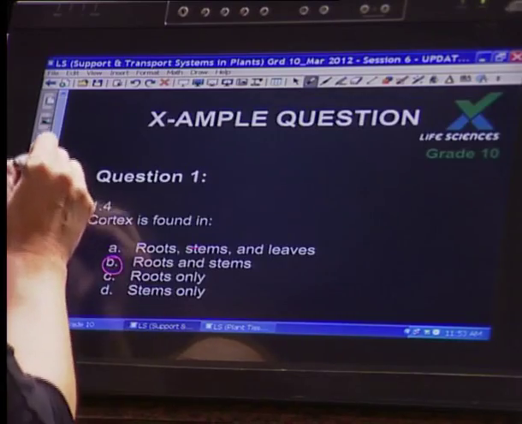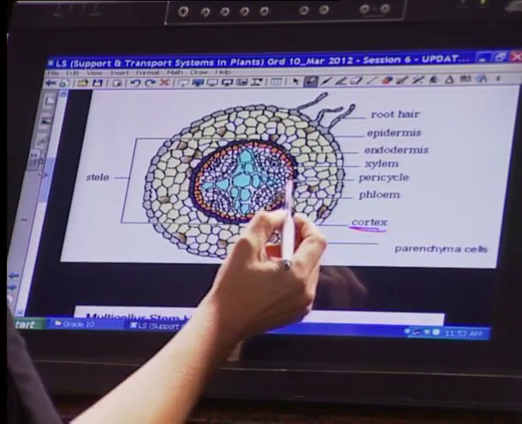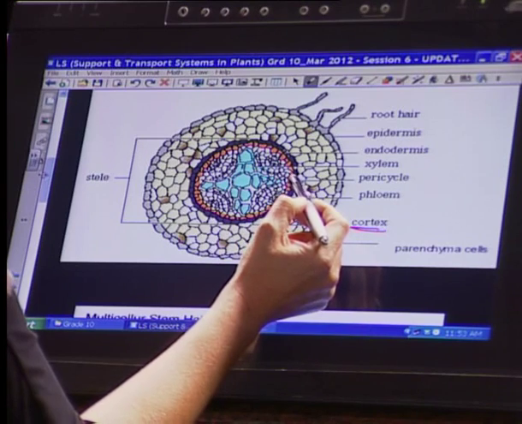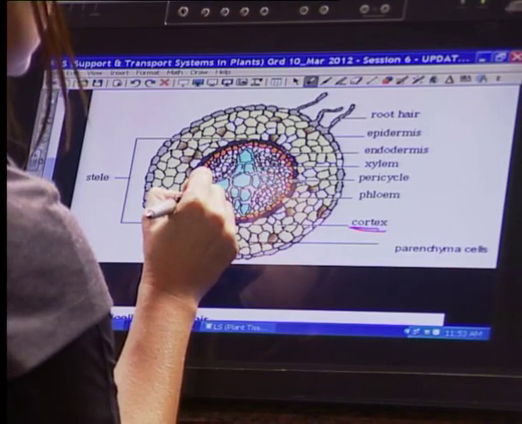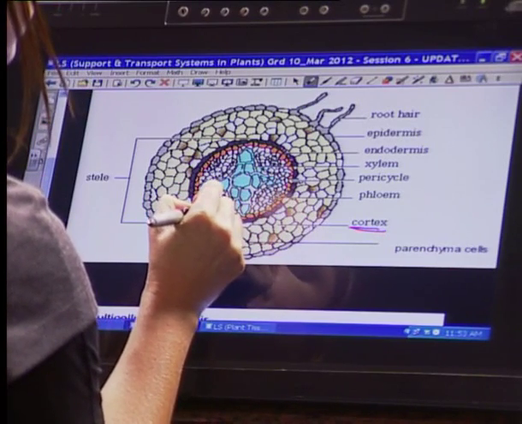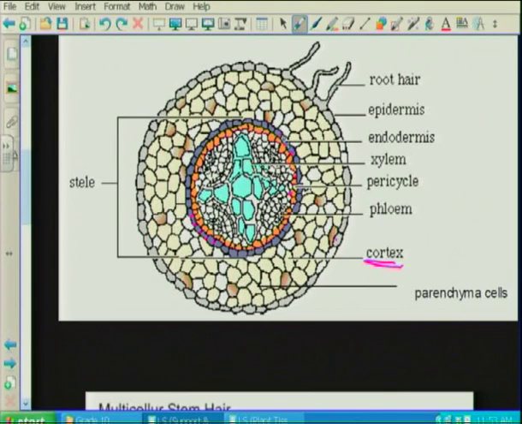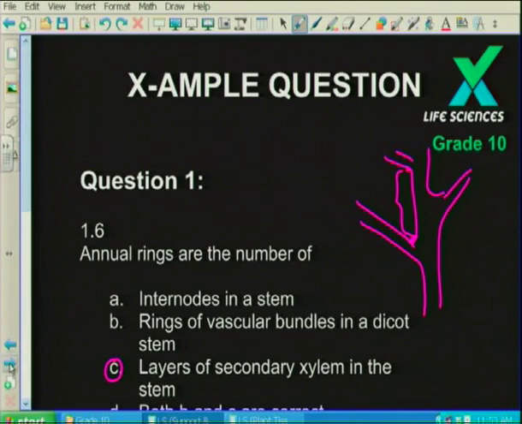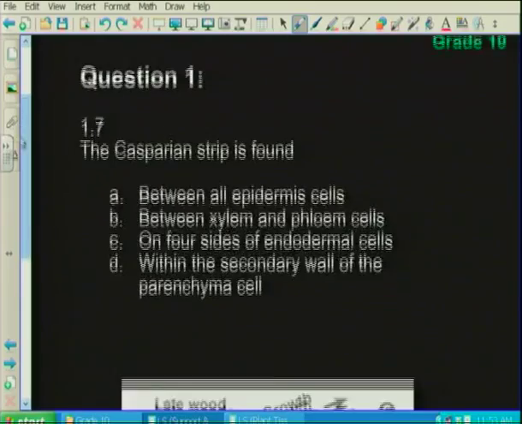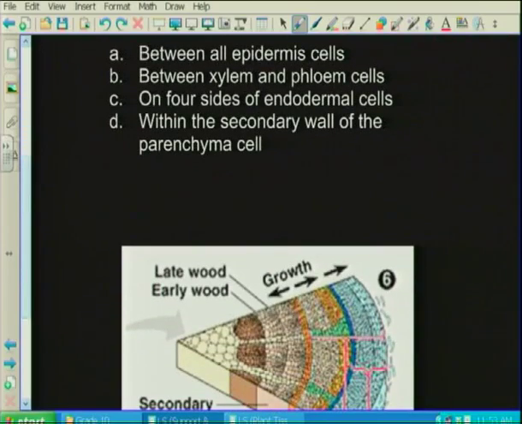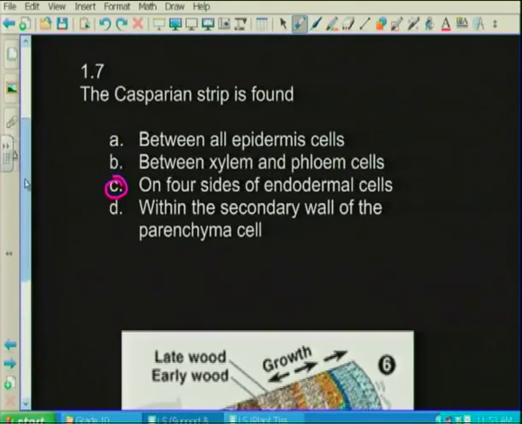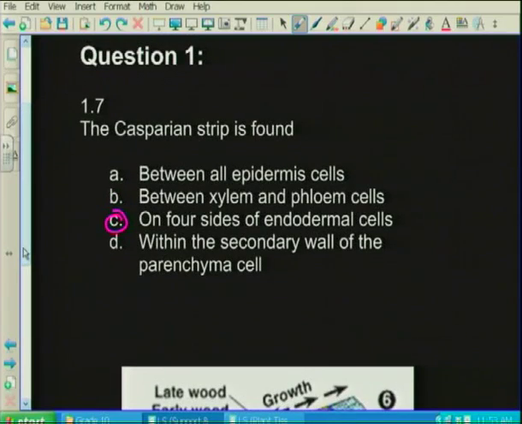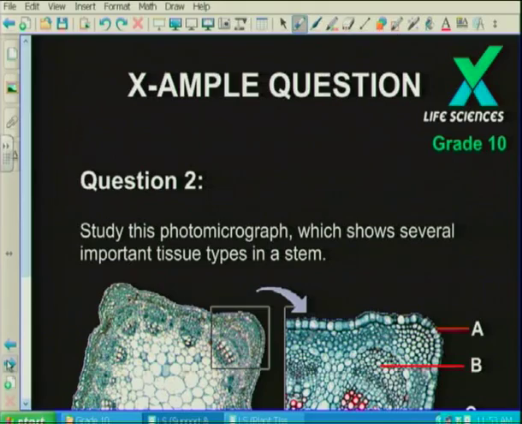If you look at it more detailed, this is where you would find your Casparian strips. Your endodermis and the Casparian strips would be there. So if we look at our options, the right option would be on all four sides of your endodermal cells. Now question 2.